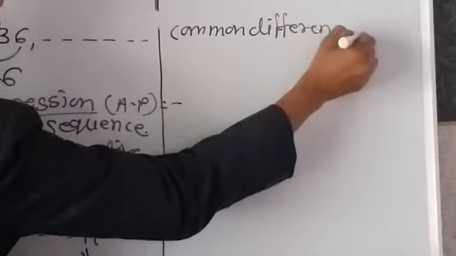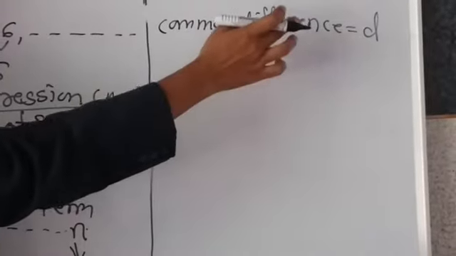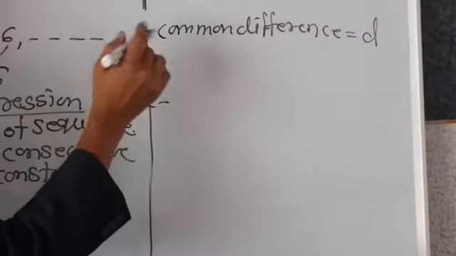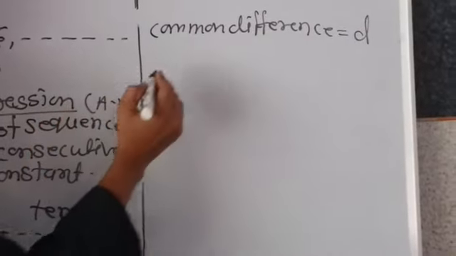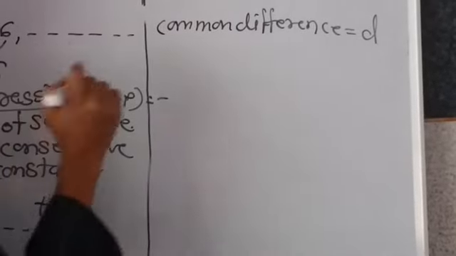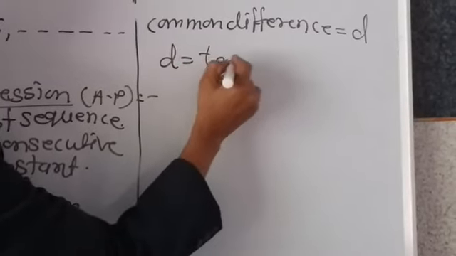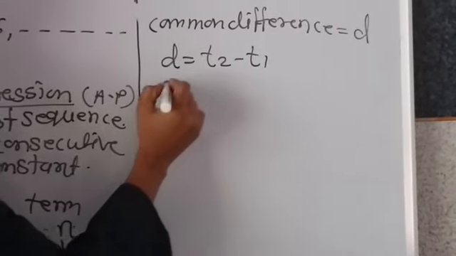And it is denoted by small d. Common difference is denoted by small d. So how to find out the difference between two terms? Always remember, subtract the first term from the second term. Means d is equal to, our formula is T2 minus T1.